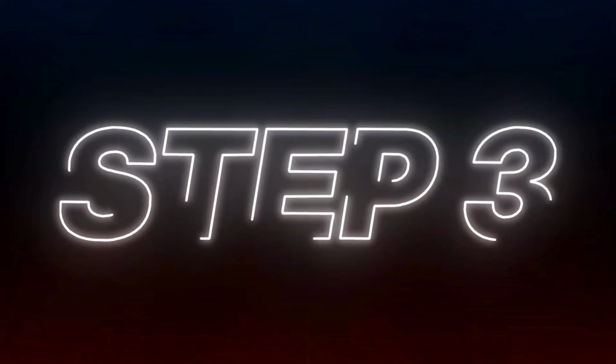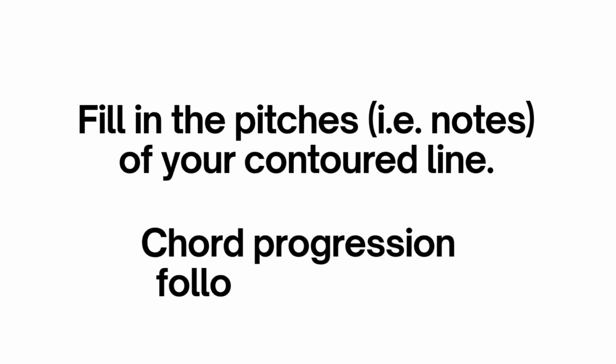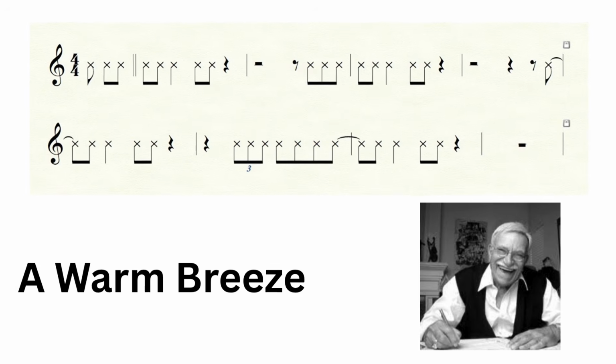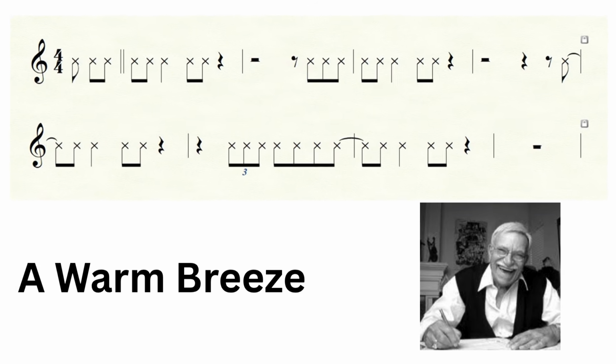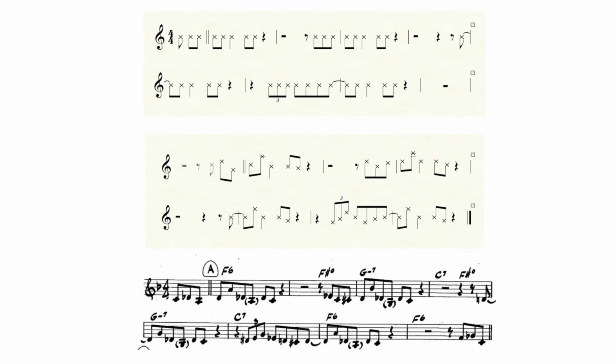Once you've decided on a specific shape you desire for your melody, it's time to find pitches that match the contour you mapped out, as well as the logical chord progression that fits those pitches. Now let's look and listen to the final result. When hearing the first rhythmic example in your head, did you guess it was Warm Breeze by Sammy Nestico? Here are all 3 versions side by side. Take a listen.